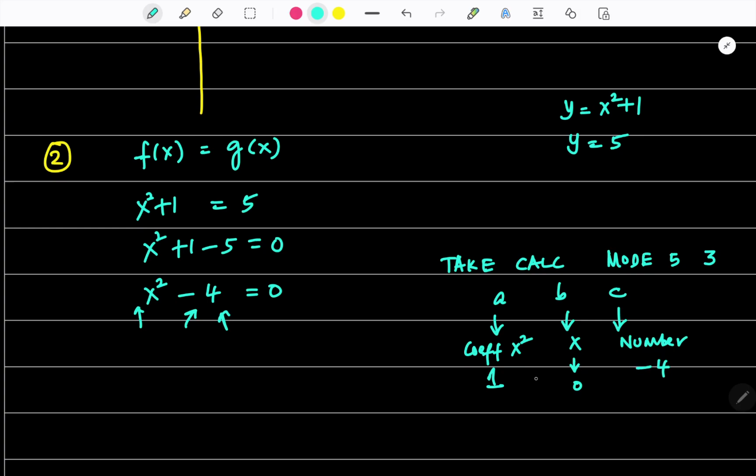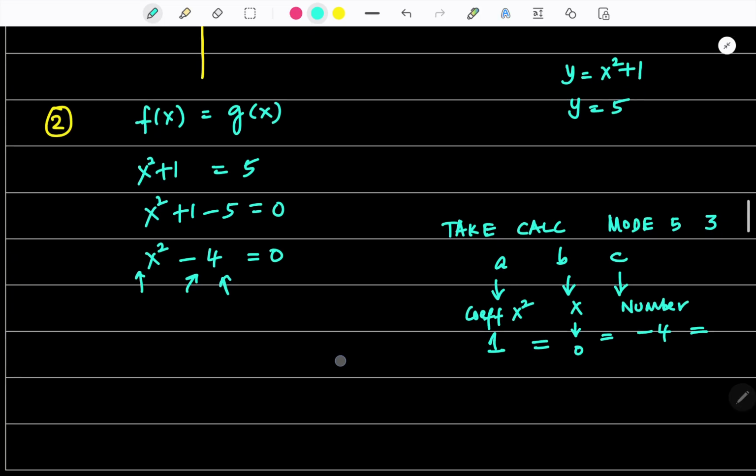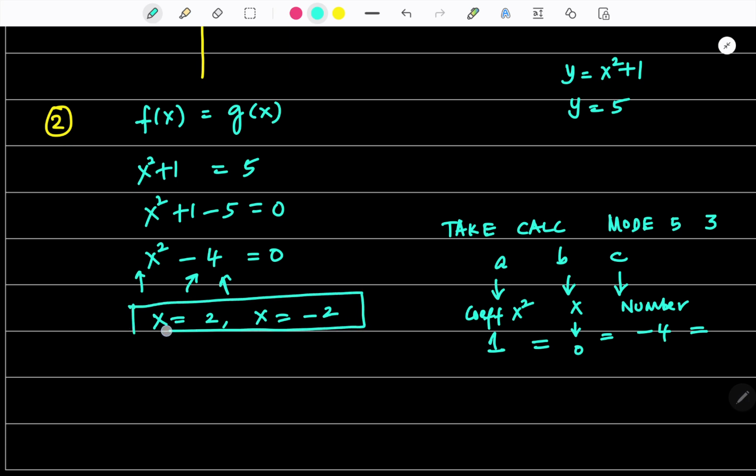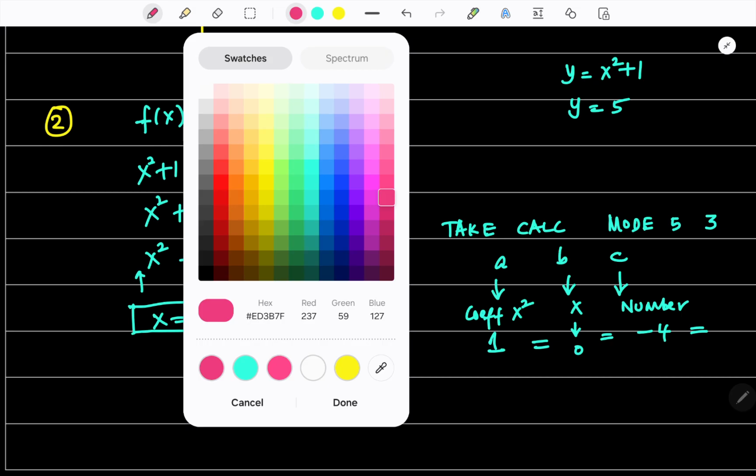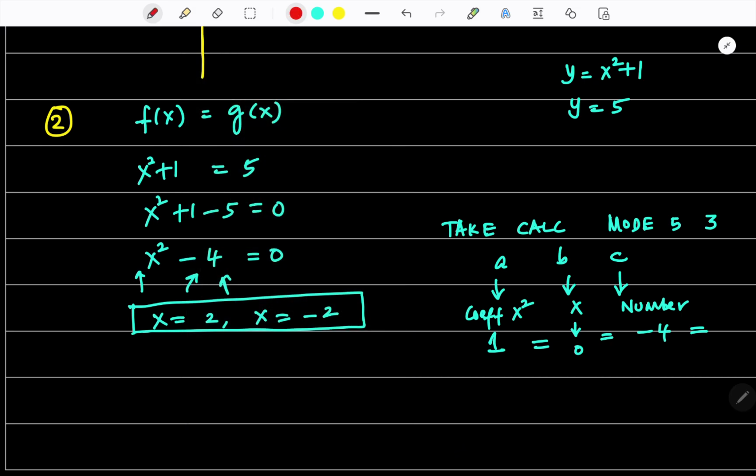If you press this in the calculator, equal, equal, equal, you will get two answers, x equals plus 2 and x equals minus 2 in the calculator. So you got these 2 points. Okay, so what I'm going to do now is take these 2 points and make them in the y value.